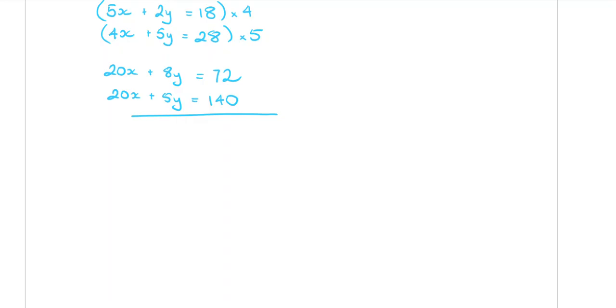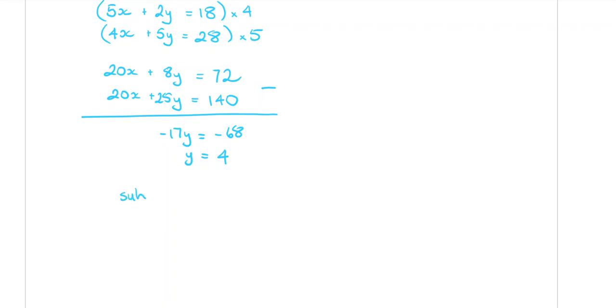Okay, so now these are the two equations where I'm going to do my big sum. Both positive numbers, so we're going to subtract them. 20x minus 20x is 0. 8y minus 5y is 3y. Oh, sorry, there should have been a 2 there. Try that again. 8y minus 25y is minus 17y. 72 minus 140 is minus 68. Then dividing by minus 17, we get y is equal to a positive 4.